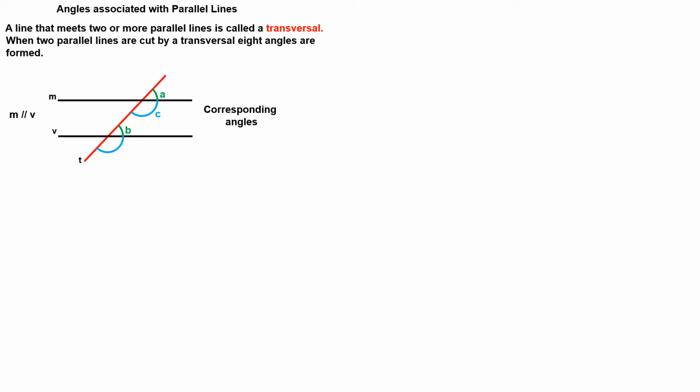Angle C and angle D are corresponding angles. Angle E and angle F are corresponding angles. Angle G and angle H are corresponding angles. Angles in corresponding positions are equal in size. A equals B, C equals D, E equals F, G equals H.